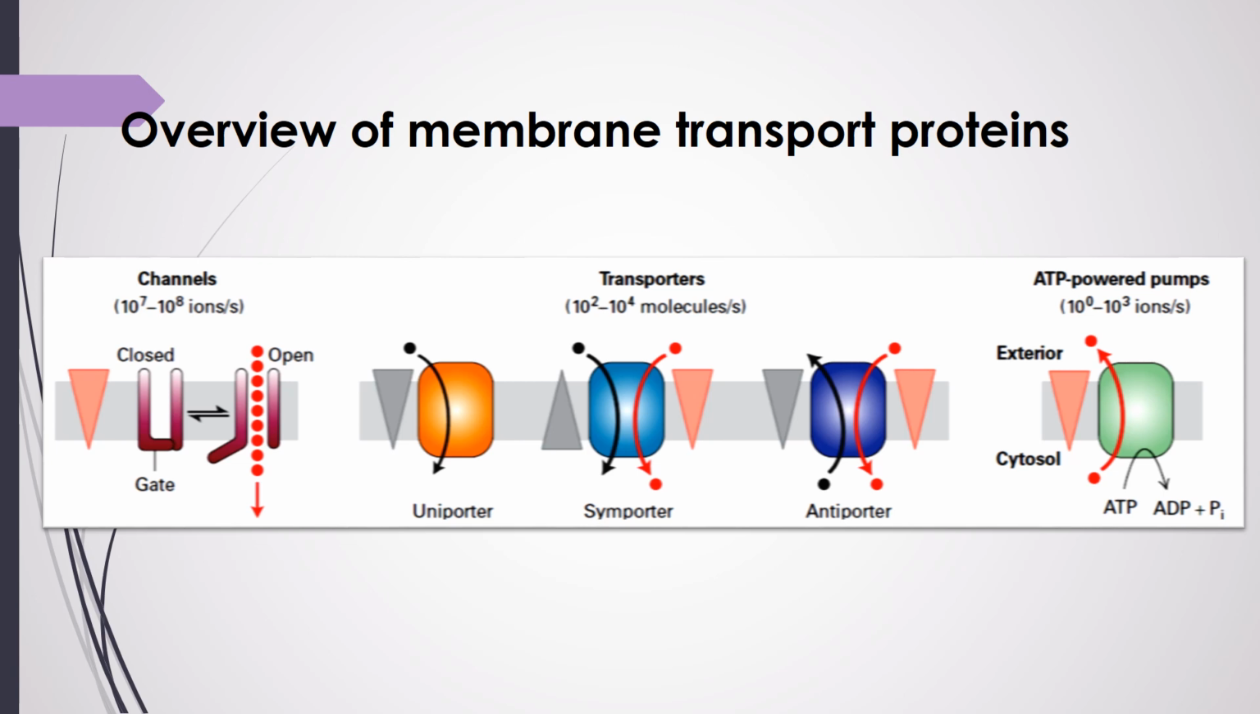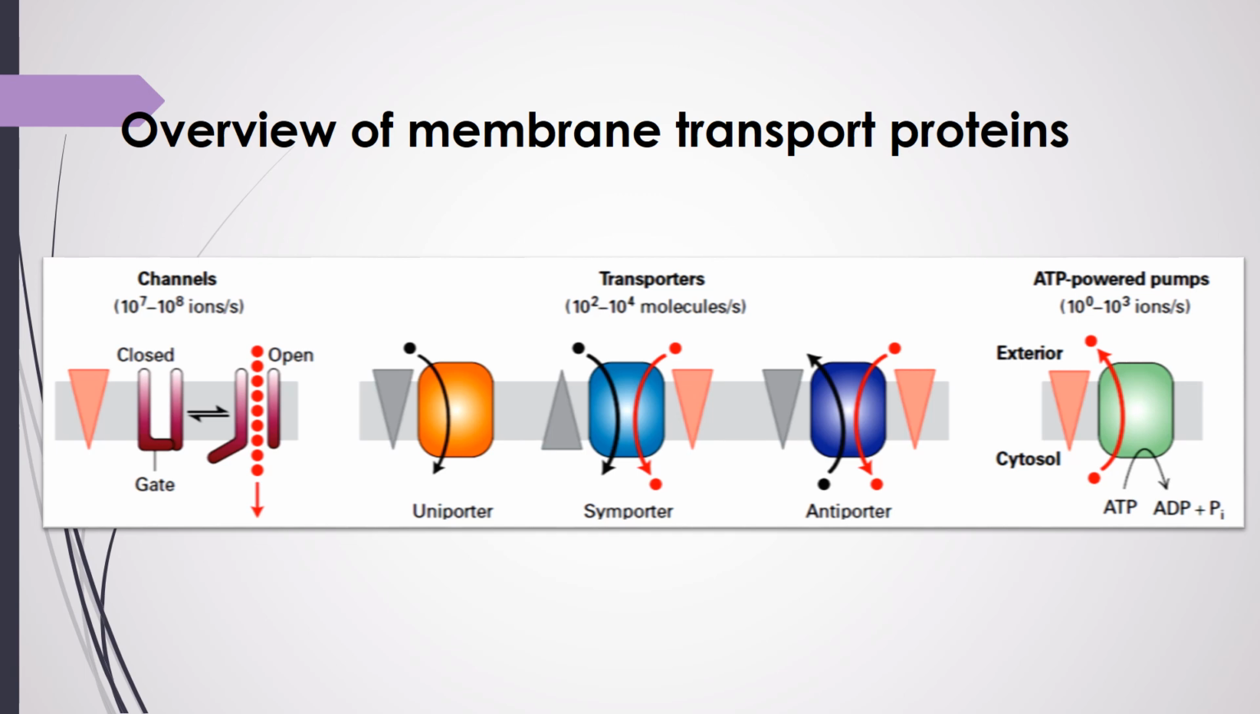In contrast, antiporters and symporters couple the movement of one type of ion or molecule against its concentration gradient with the movement of one or more different ions down their concentration gradient, in the same direction for symporters or the opposite direction for antiporters. These proteins are often called co-transporters because of their ability to transport two or more different solutes simultaneously.